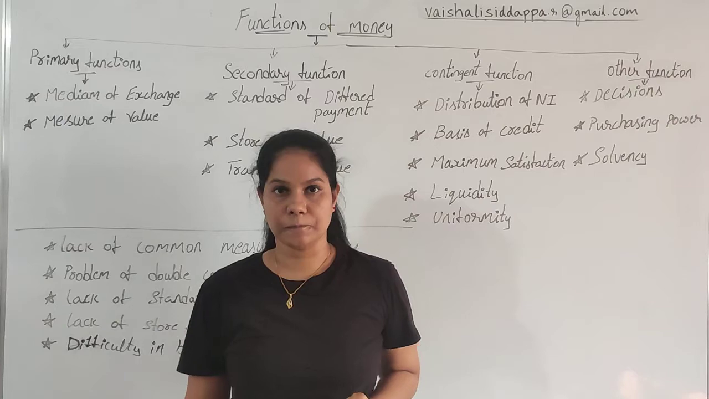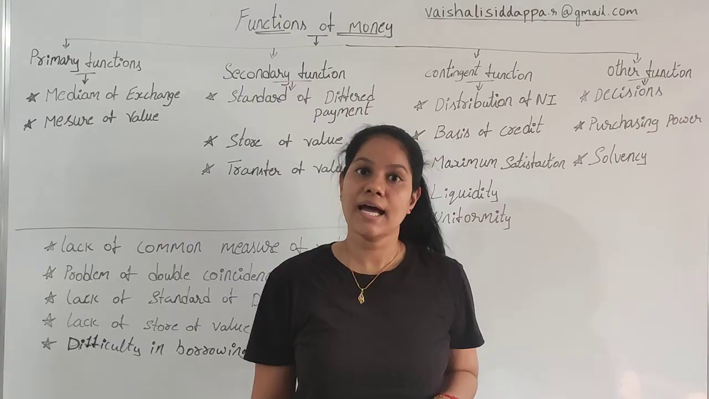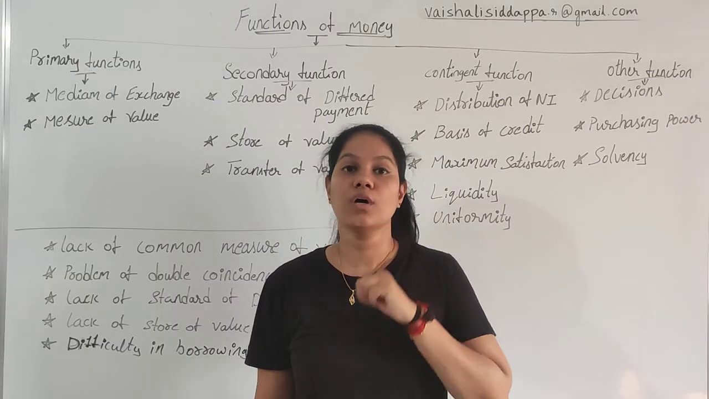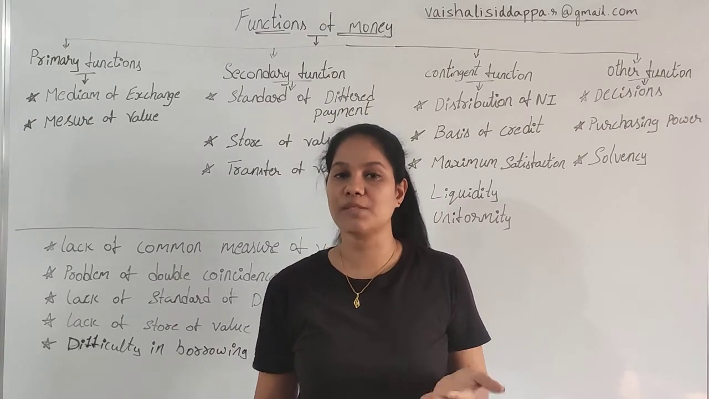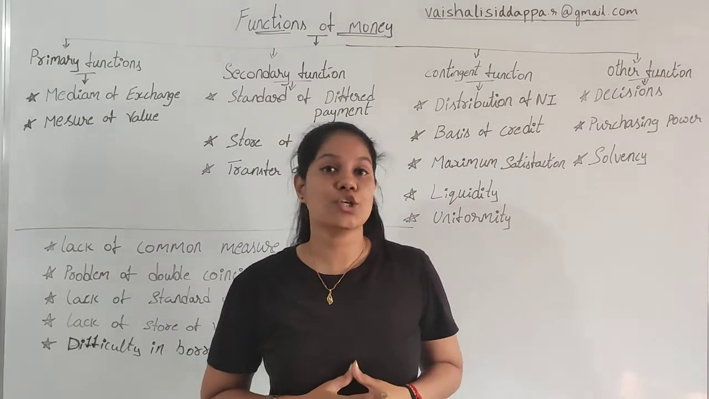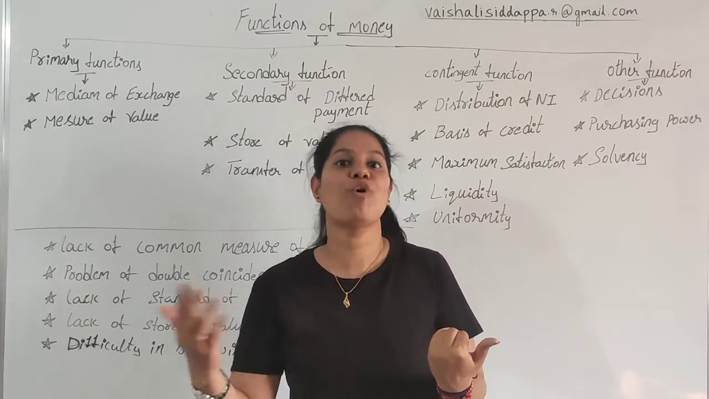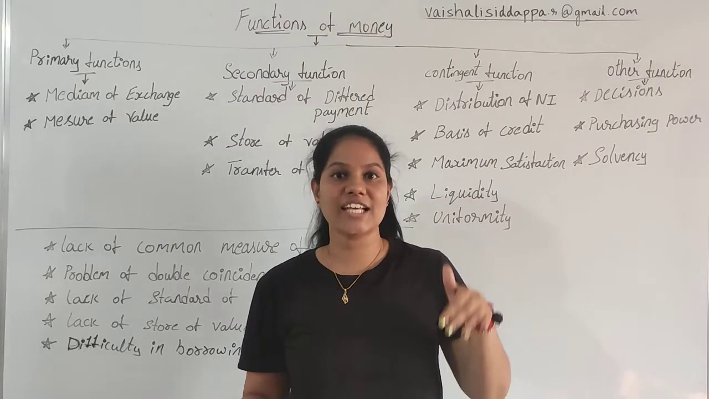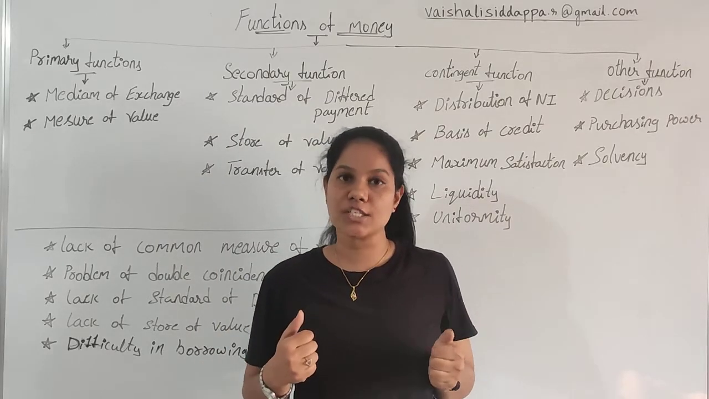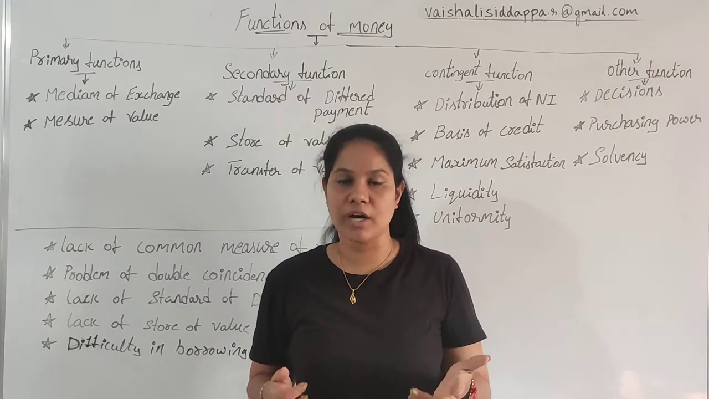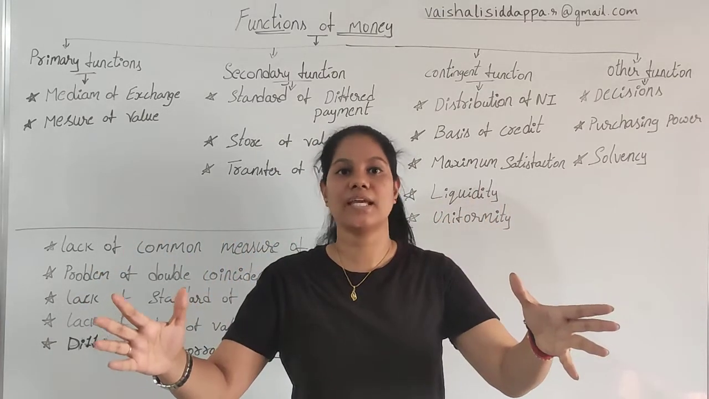Maximum satisfaction. It gives maximum satisfaction to both the producer and the consumer. How? The producer gets more satisfaction when he gets more profit. That means profit is nothing but money again. The consumer gets more satisfaction when he spends less, and when he spends less money, he is going to get the maximum satisfaction. So this way, the producer and the consumer both get satisfaction by thinking about the money itself.